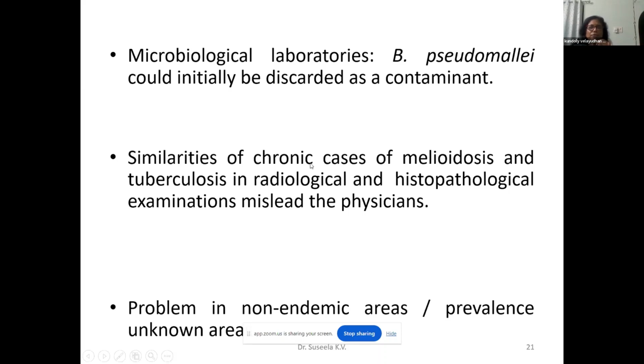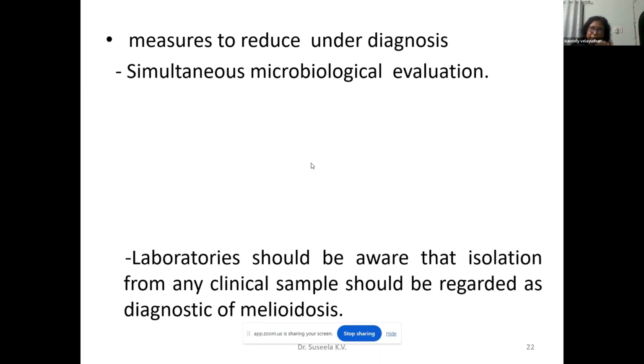The similarities of chronic cases of melioidosis and tuberculosis in radiological and histopathological examinations may mislead the physicians. So, without microbiological evidence, they will treat the patient as tuberculosis. The problem is mainly with the non-endemic areas as well as the endemic area, but the reported case prevalence is not known. So measures should be taken to reduce the underdiagnosis.